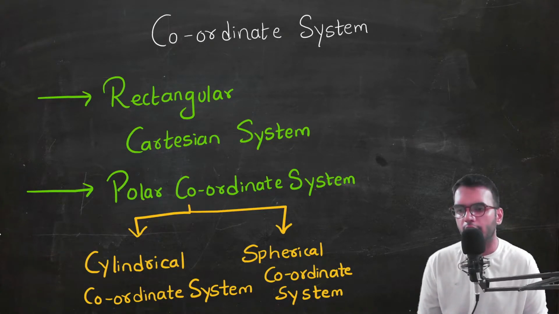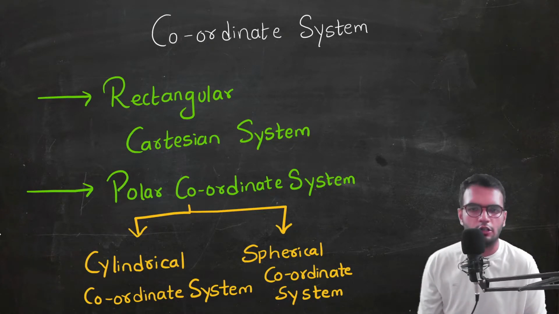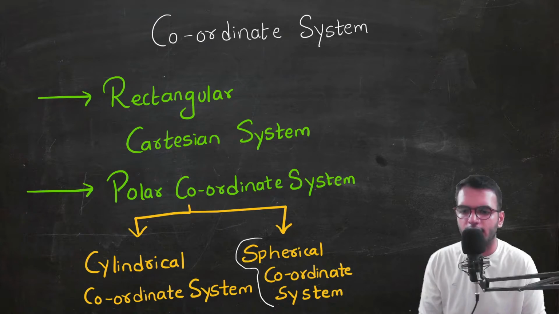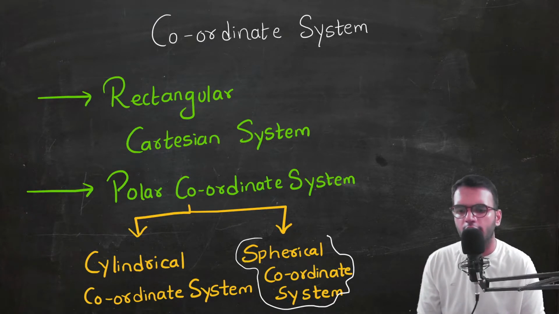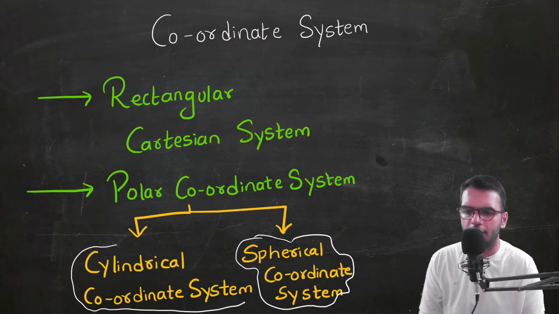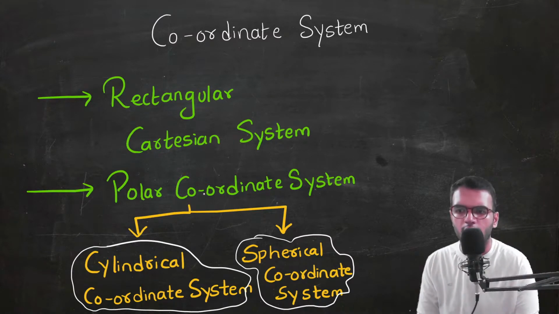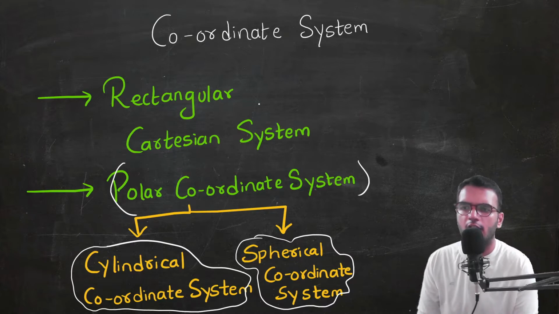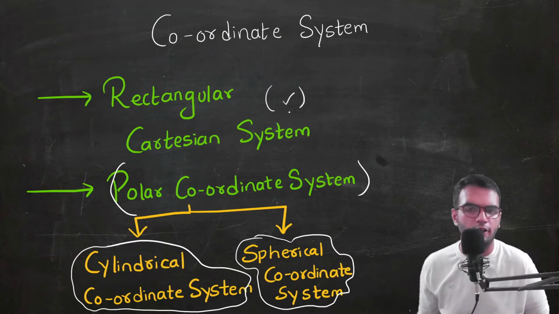Hi, so this is the video in which we are going to cover the concept of the spherical coordinate system. See, spherical coordinate system is the second floor. The first floor is the cylindrical coordinate system. The half floor is the polar coordinate system, and the ground floor is our rectangular coordinate system.